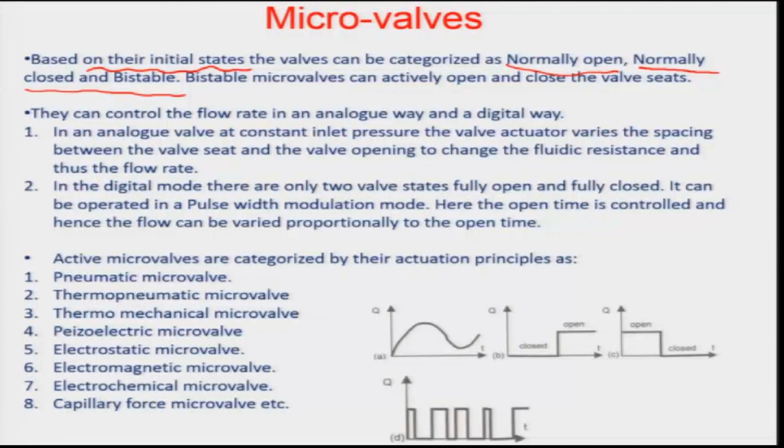If it is a normally closed valve, then in the normal state the valve will block the flow, but when you actuate the mechanism through which the valve seat is mechanically moved, you open the valve when energy is given to the mechanism which moves the valve seat. And there can also be bistable microvalves which could actively open and close the valve seat, and so this is in general the categorization of the microvalve actuators.